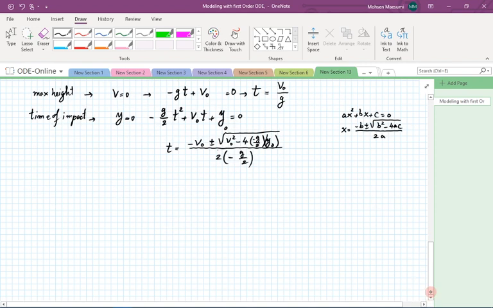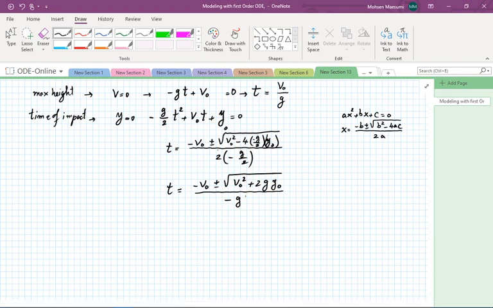Let's clean this up. Several issues. First of all, clean up minus v0 plus or minus, so that's v0 squared, and this becomes 2gy0 divided by minus g. Surprise number 1 is that there are two solutions, one with plus, one with minus. Which one of them applies and who's the second one?